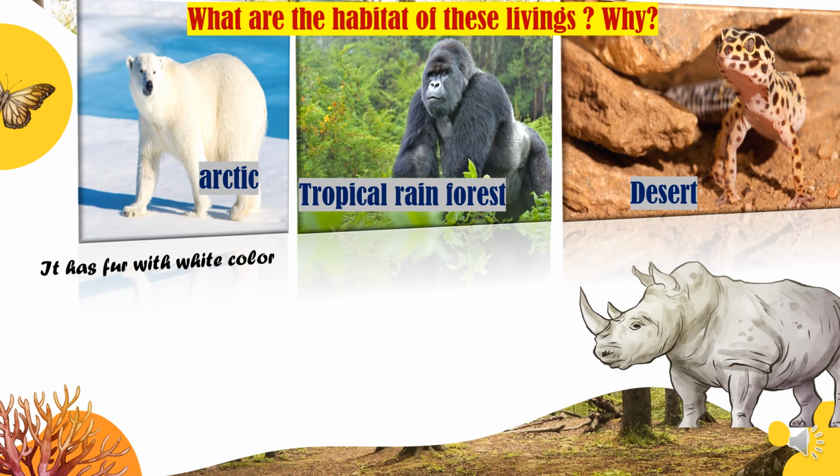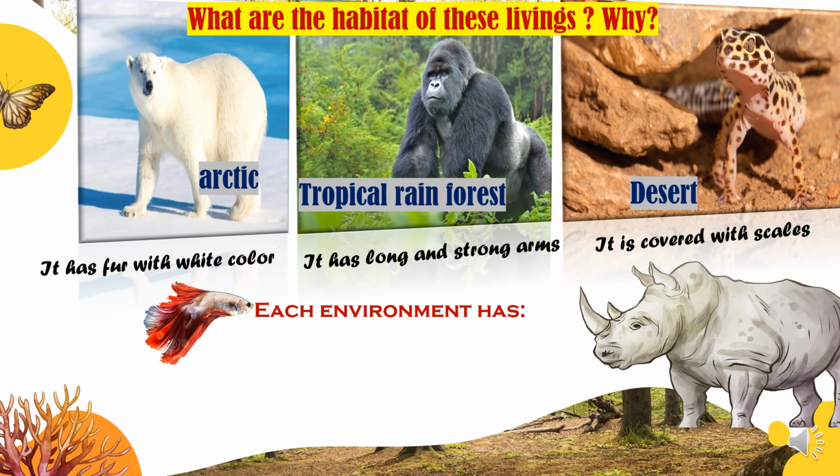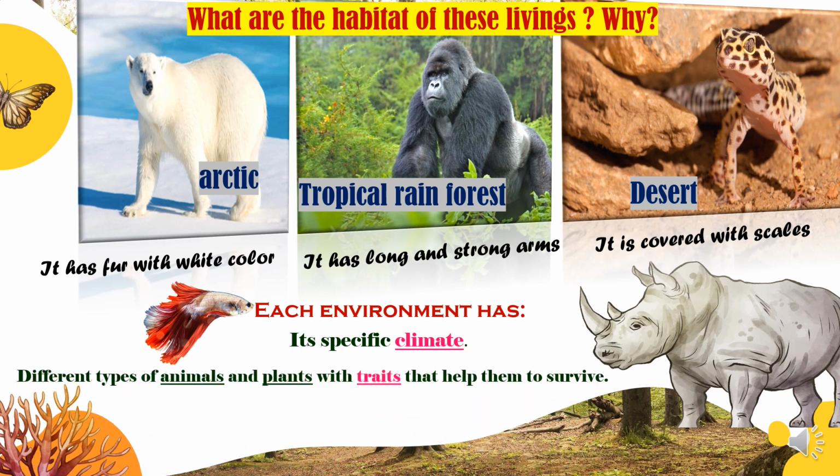As we said before, the polar bear has thick white fur. The second one, the gorilla, has long and strong arms to help it climb the trees. Number three, the lizard has its body covered with scales to hide easily between the rocks of the desert. So from here we can tell that each environment has its specific and special climate and different types of animals and plants with different traits that help them to survive.